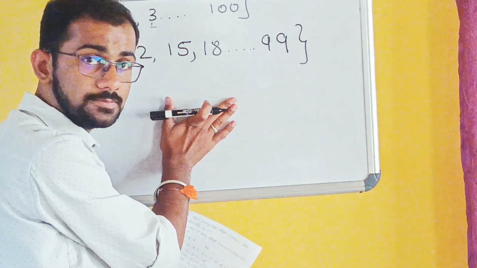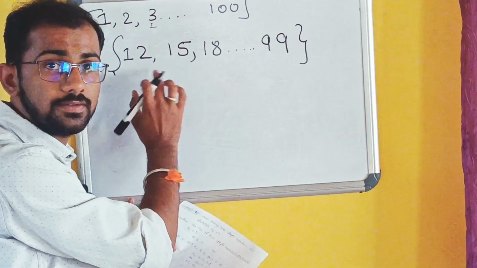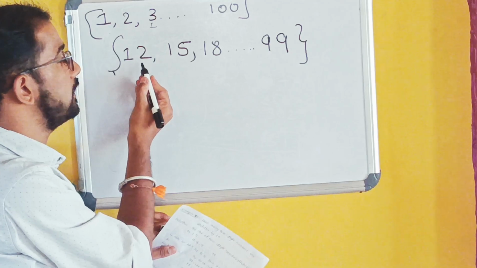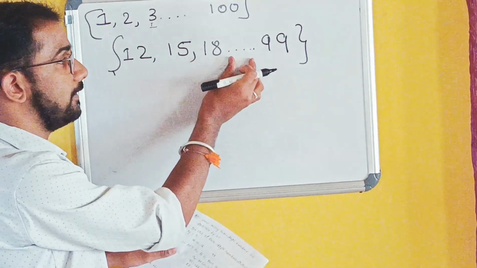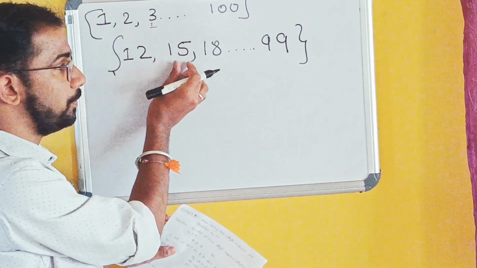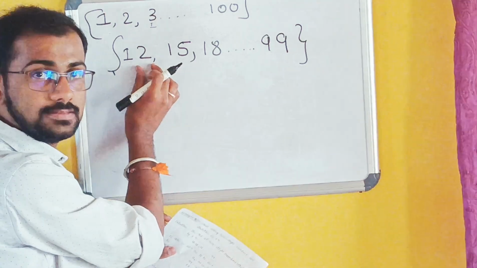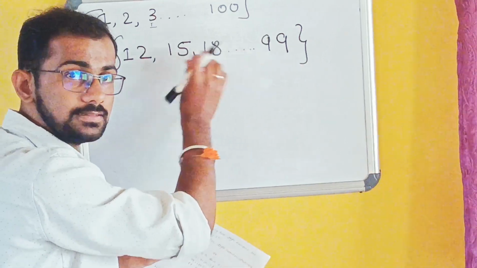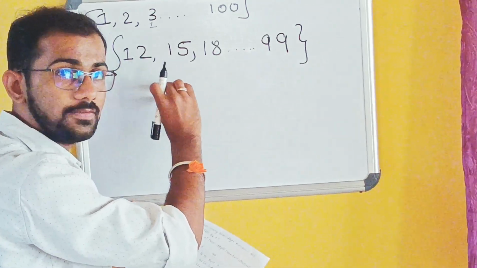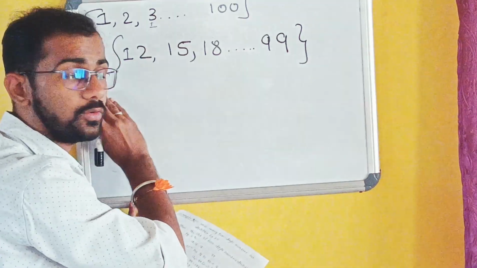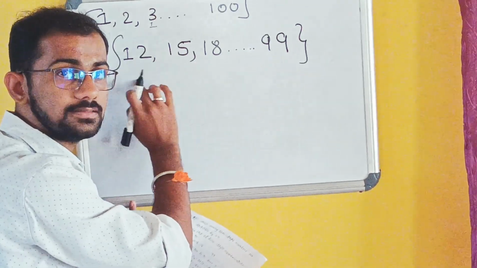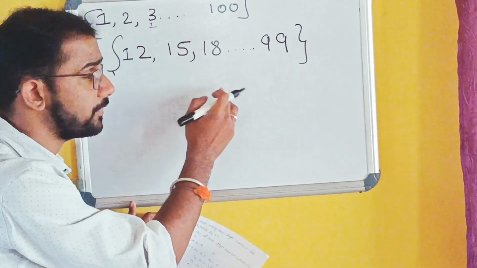Now the task is, first we need to check whether this sequence is an arithmetic progression or not. Let's check the difference between these two: 15 minus 12, the difference is 3. Between 18 and 15, the difference is also 3. Like this, the common difference is the same everywhere, fixed throughout the sequence. That's why we can say this is an arithmetic progression.